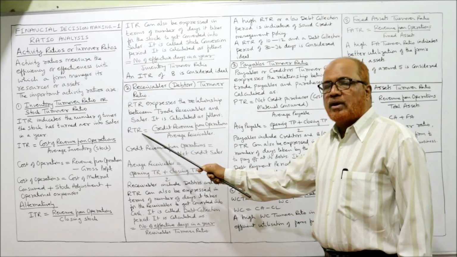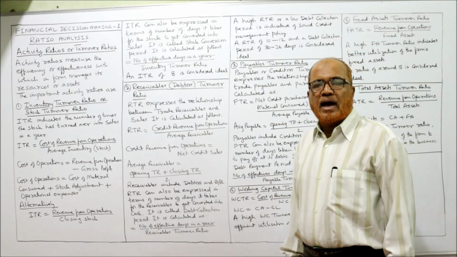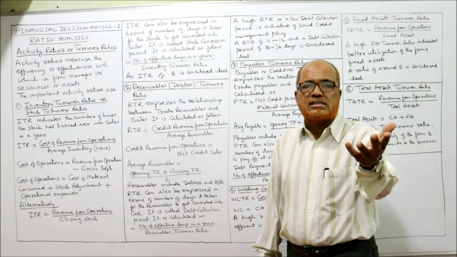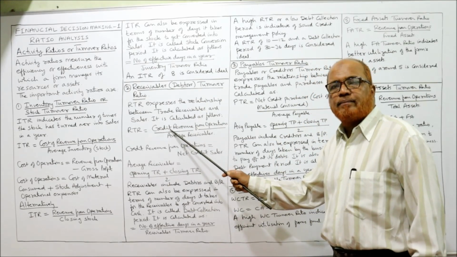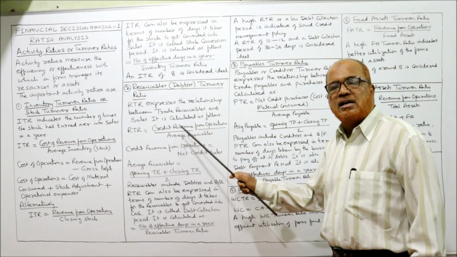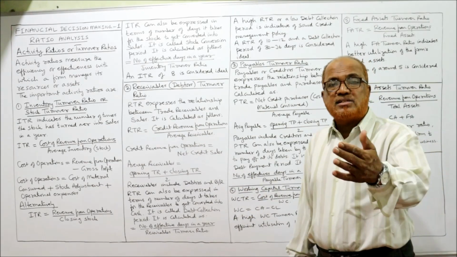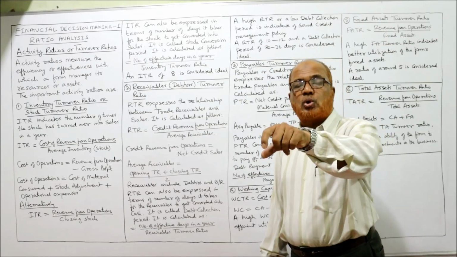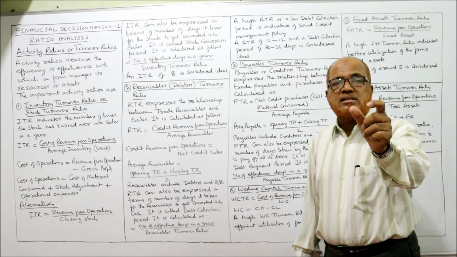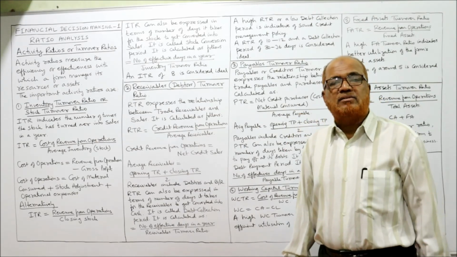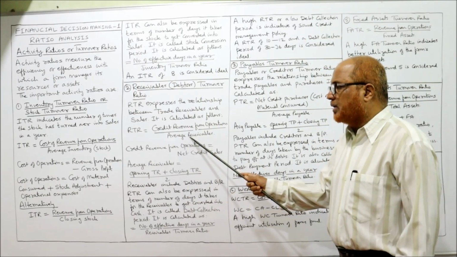Receivables turnover ratio is equal to credit revenue from operations. Actually, revenue from operation means sales, so credit revenue from operation means credit sales. The numerator will take credit sales, and the denominator is average receivable. Average receivable means opening receivable plus closing receivable divided by 2, or opening debtors plus closing debtors divided by 2.